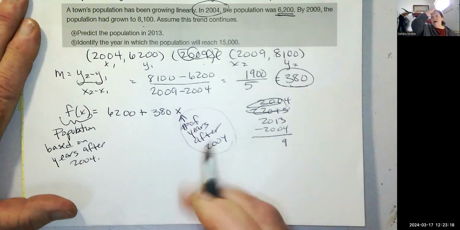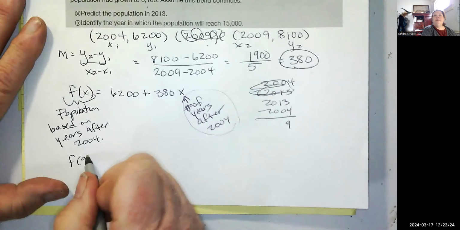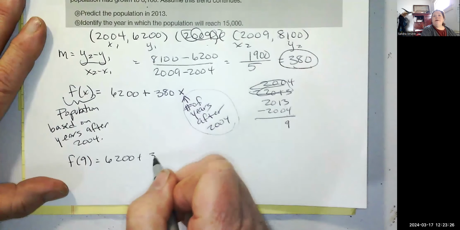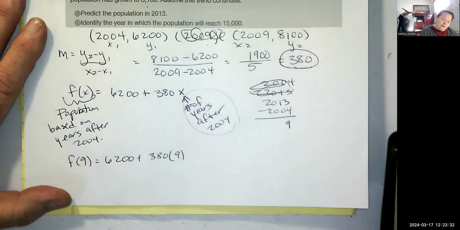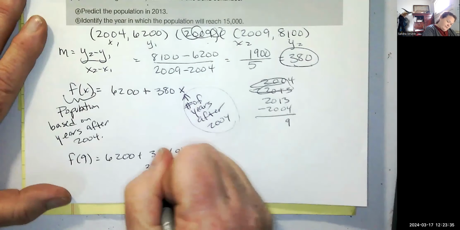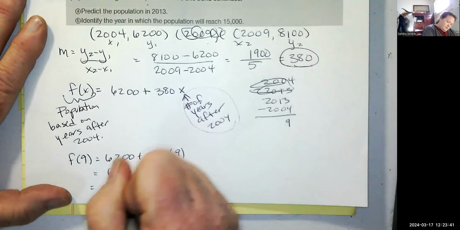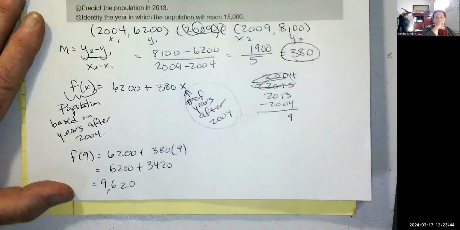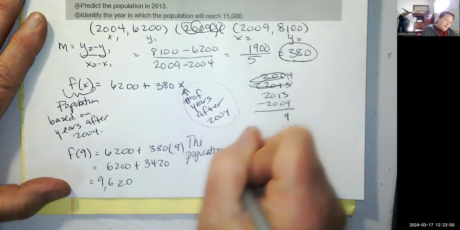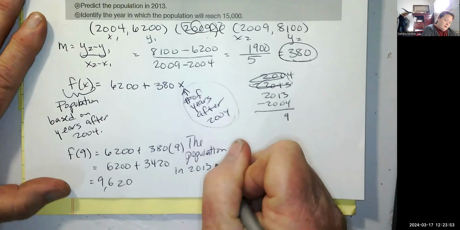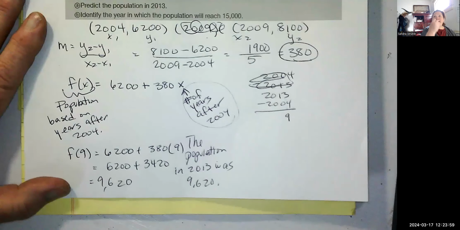So that's 9. It's 9 years after 2004, which is 2013. So F of 9 is 6,200 plus 380 times 9. 380 times 9 is 3,420, plus 6,200 is 9,620. So the population in 2013 was 9,620. And that answers the first question.